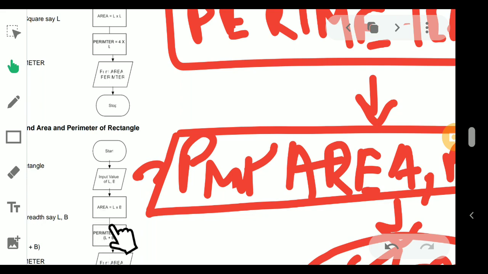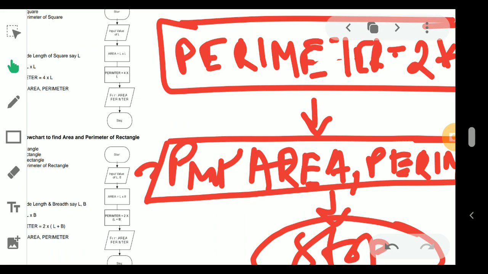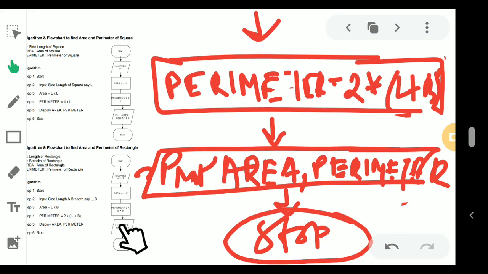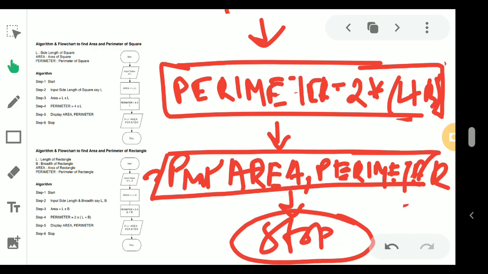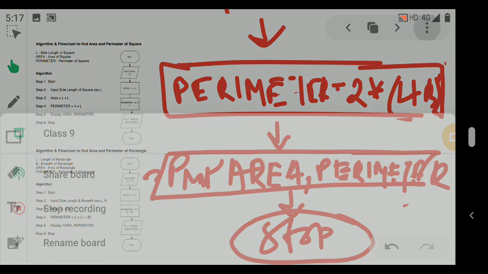Next, perimeter: instead of PERI or perimeter, you can directly write P. It is 2 into (L plus B). Next there is the print statement, print area and perimeter, and last is stop. So in this way, we write the flowchart and algorithm. I hope you understand. Thank you, students. I'm ending my lecture here.